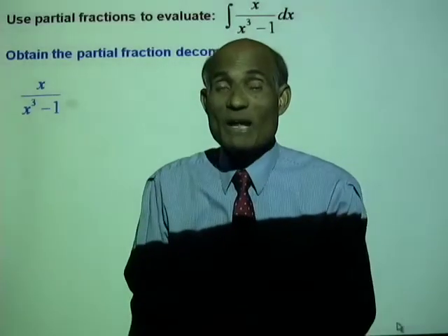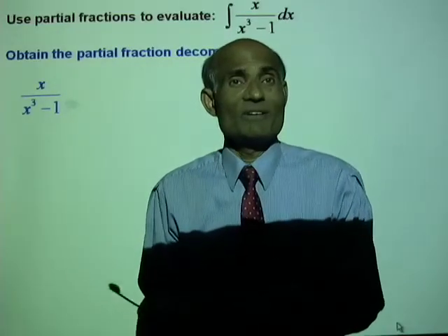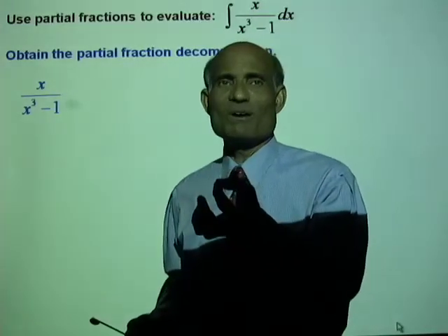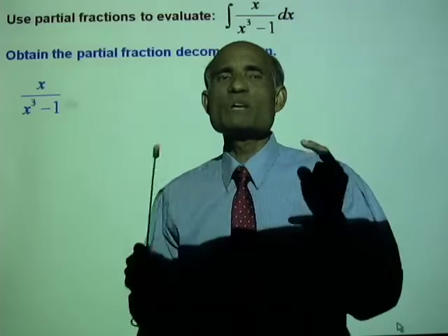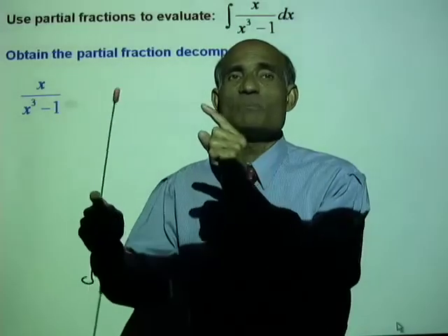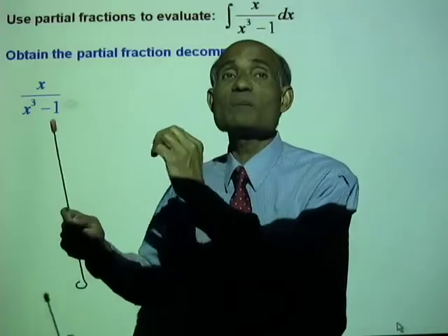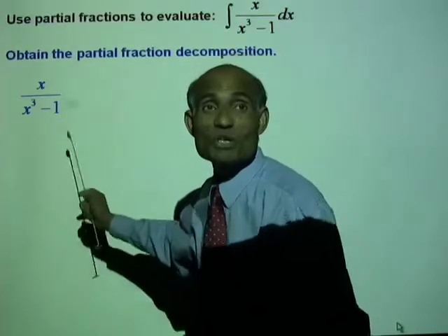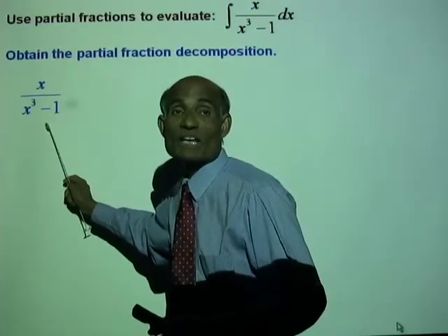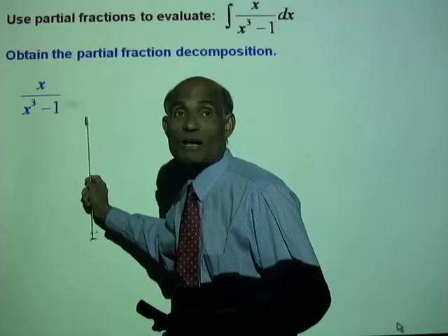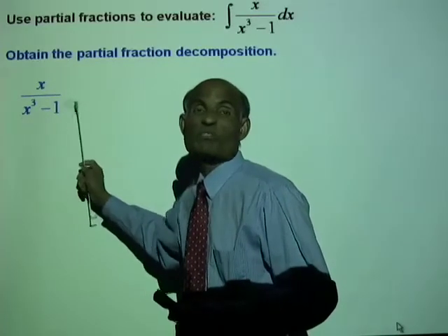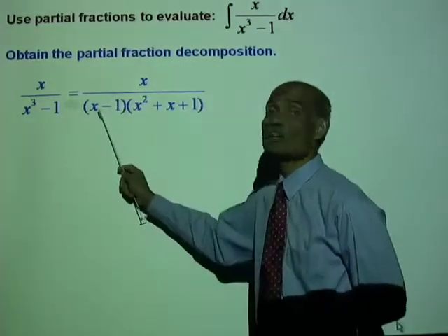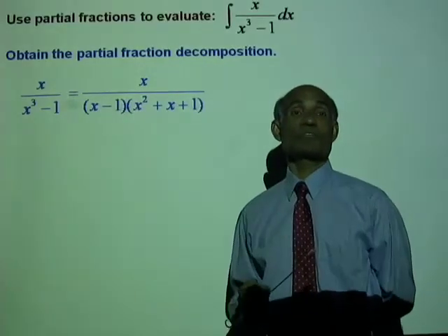Well, x cubed minus 1 can be factored. Now, how do you expand a cubed minus b cubed? A cubed minus b cubed is a minus b times a squared plus ab plus b squared. Is that right? Now this is a cubed minus b cubed form. So x cubed minus 1 is x minus 1 times x squared plus x plus 1.